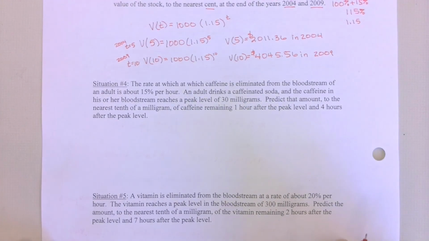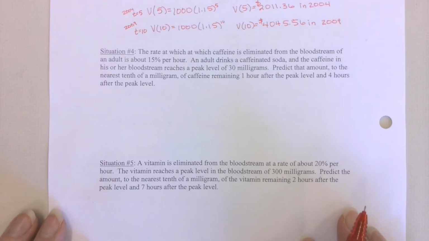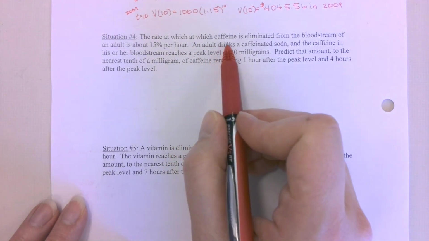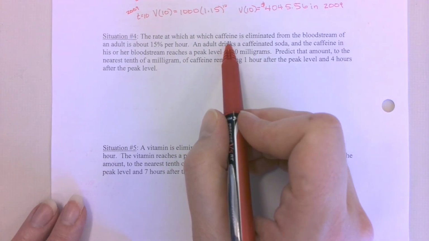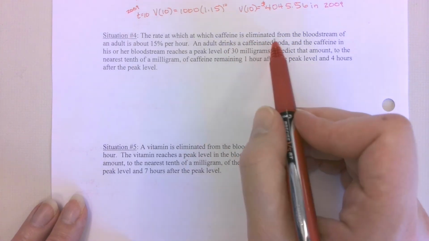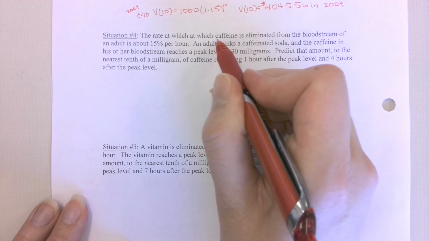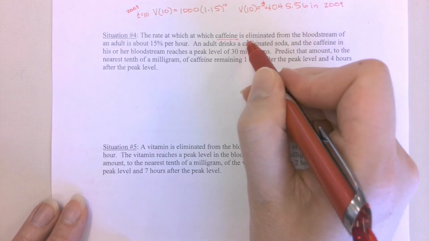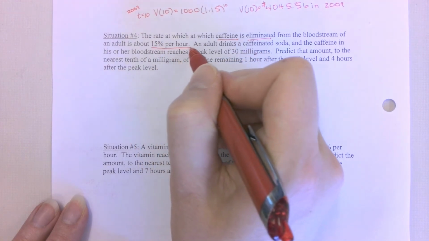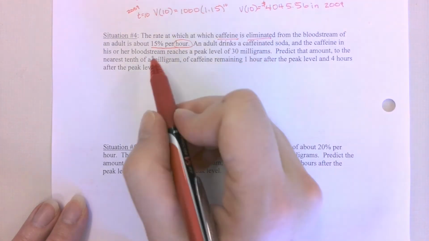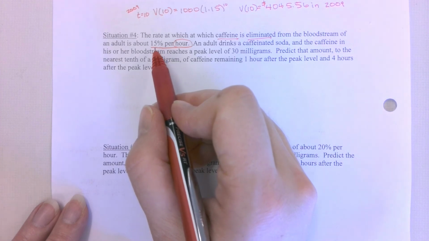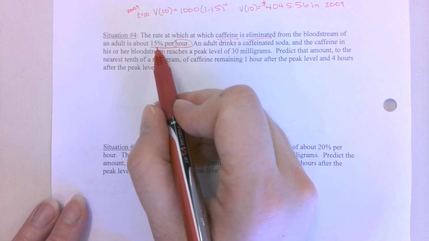All right, now this one's a different problem. We are no longer increasing, we're actually eliminating. So you have a caffeine drink or a medicine that has caffeine in it, like Excedrin, anything with caffeine, coffee. So you have a caffeine intake, and it's eliminated from your bloodstream as an adult at a rate of 15% per hour. Okay, so once you hit your peak amount, you're losing 15% of that caffeine out of your system, out of your bloodstream every hour.